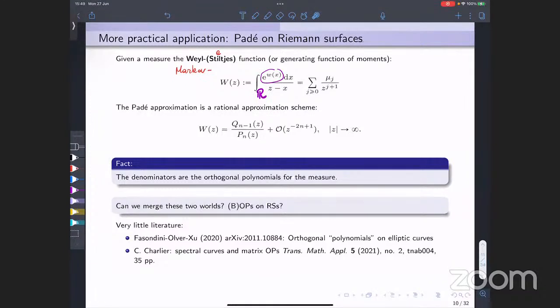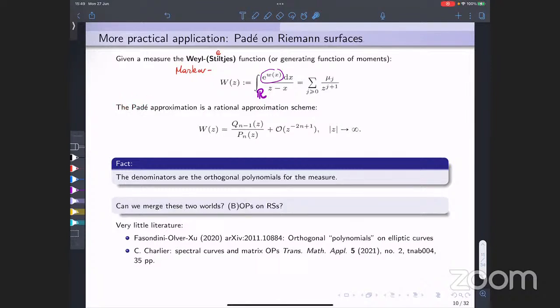Now, then what you do, you try to approximate near the point at infinity using rational approximants. Those are called Padé approximants. So for people who do not know, Padé is the rich cousin of Taylor, right?